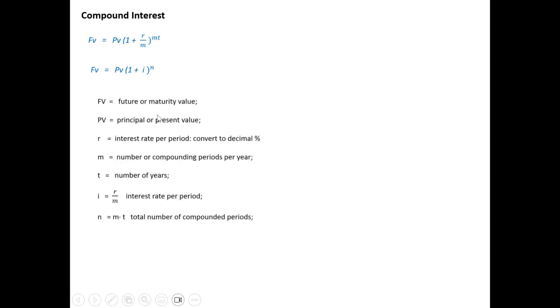Now for 18, it's called compound interest. This is a formula, right? But it's better to use this one here at the bottom, because my I is the same thing as R divided by M, and the N is the same thing as M times T.